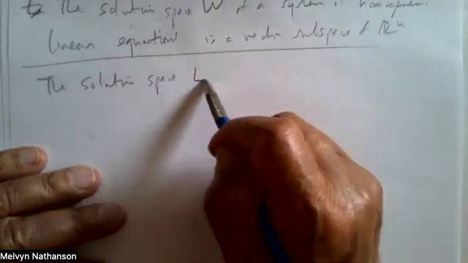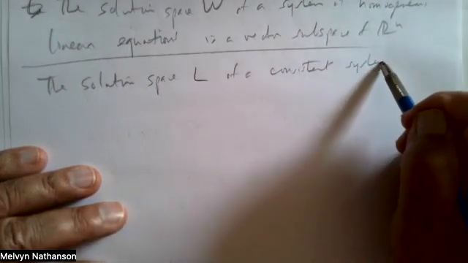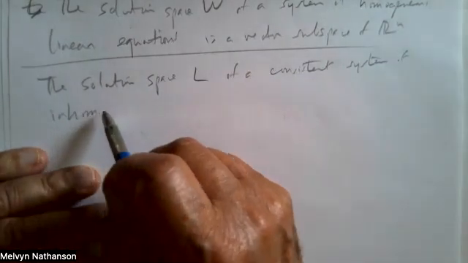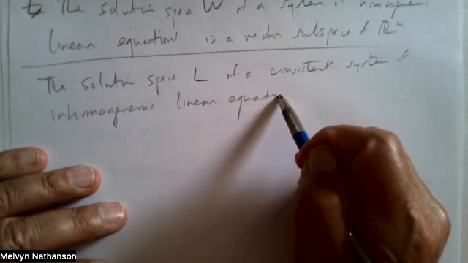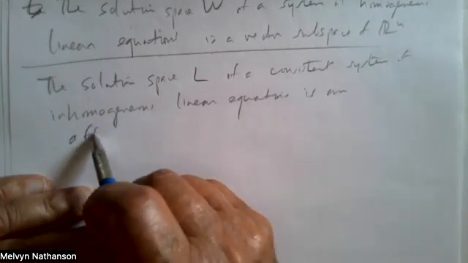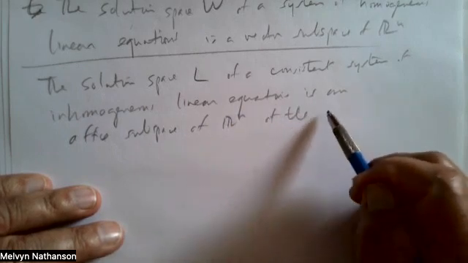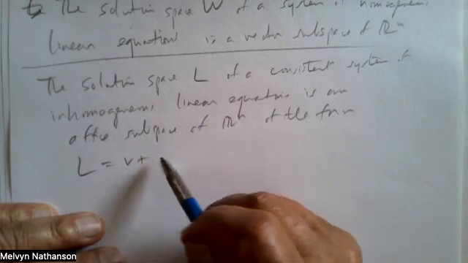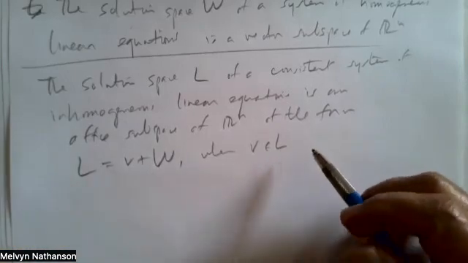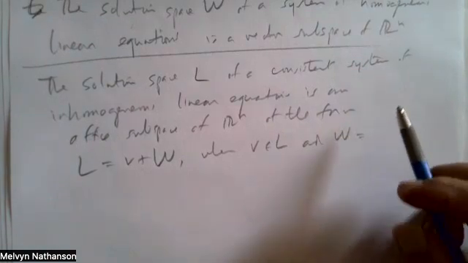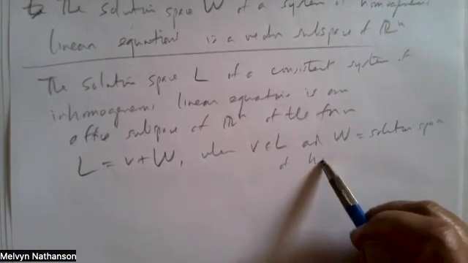The solution space L of a consistent, I'll say what that means in a moment, system of inhomogeneous linear equations is an affine subspace of Rn of the form L equals V plus W, where V is in L, it's a particular solution of the inhomogeneous system, and W is the solution space of the associated homogeneous system.